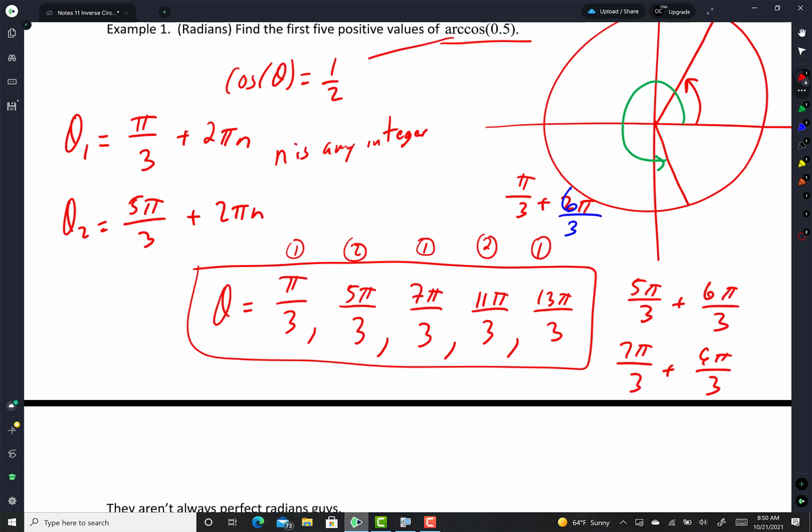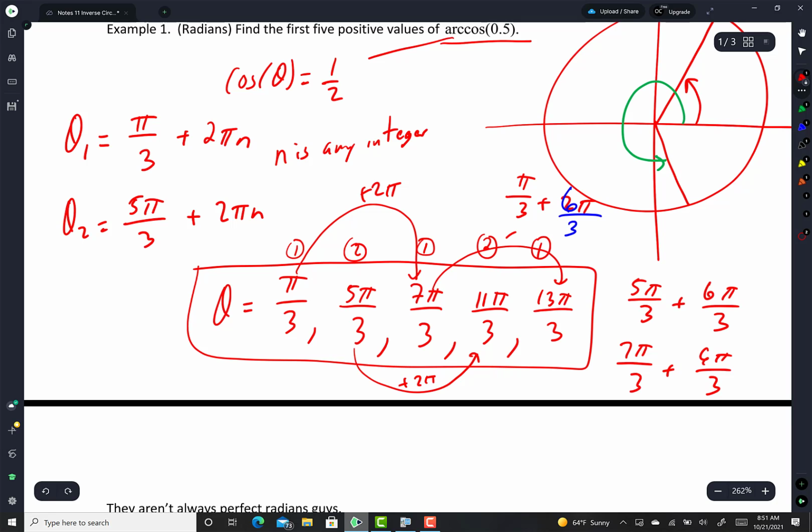How do we feel? The 7 pi over 3, I got it from pi over 3. I added 2 pi. So this one plus 2 pi gave me this one. And then the 5 pi over 3 plus 2 pi gave me the 11 pi over 3. And then the 13 pi over 3 came from the 7 pi over 3, added 2 pi. Or you can say pi over 3 plus 4 pi, but it doesn't matter. I just added 2 pi. So common denominator is 6 over 3. So 6 plus 1 is 7. Okay. Cool? Okay. All right.